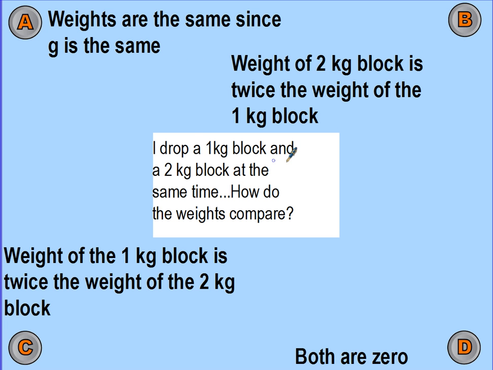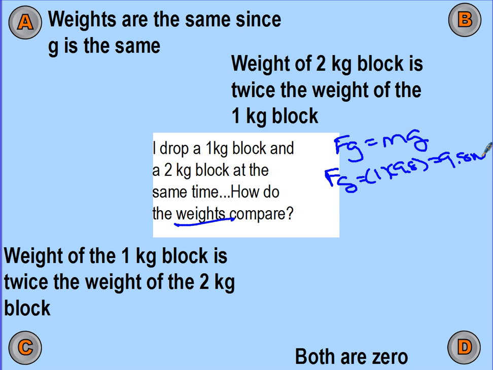I drop a 1 kilogram block and a 2 kilogram block at the same time. How do the weights compare? Okay, Fg equals mg. So the weight of the 1 kilogram block is 1 times 9.8, or 9.8 newtons. The weight of the 2 kilogram block is 2 times 9.8, or 19.6 newtons. So the weight of the 2 kilogram block is twice the weight of the 1 kilogram block.